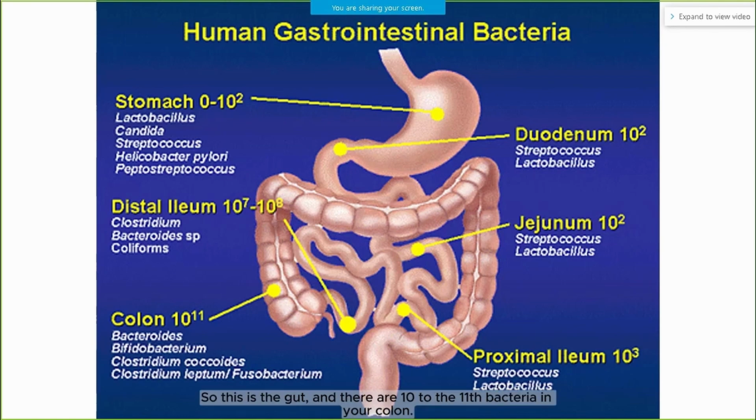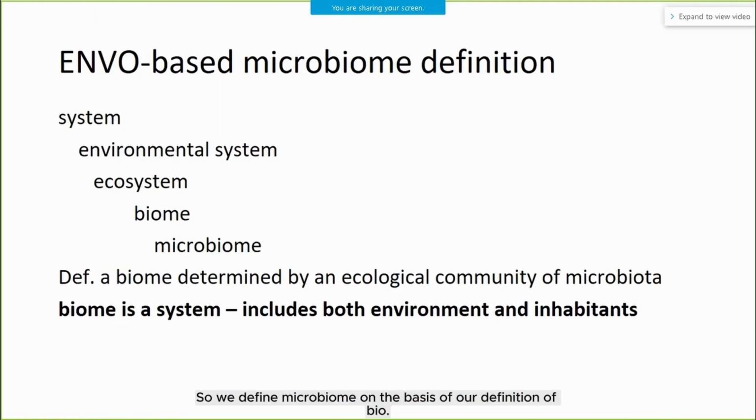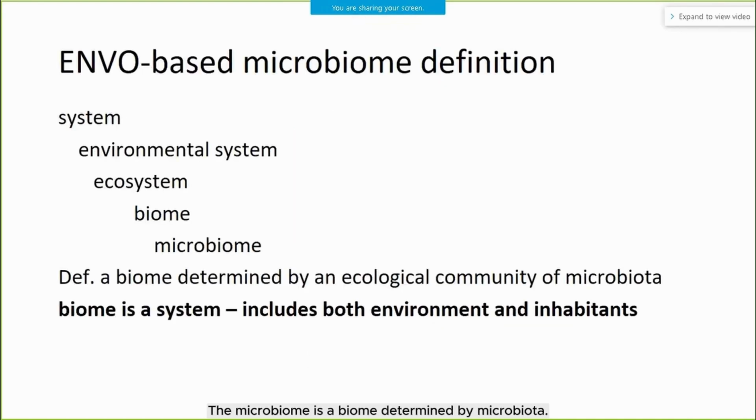So this is the gut, and there are 10 to the 11th bacteria in your colon. Some people don't have any bacteria in their stomach, but everyone has at most 100, according to this. Anyway. So we define microbiome on the basis of our definition of biome. So the microbiome is a biome determined by microbiota.